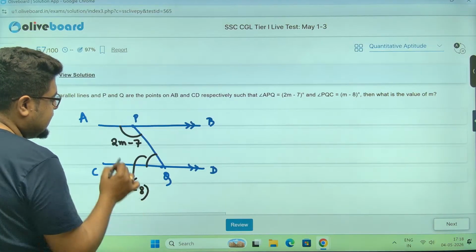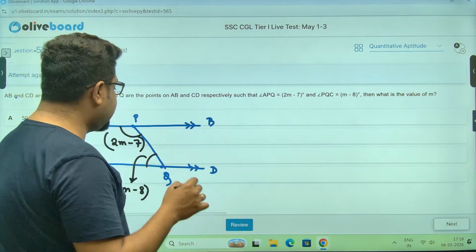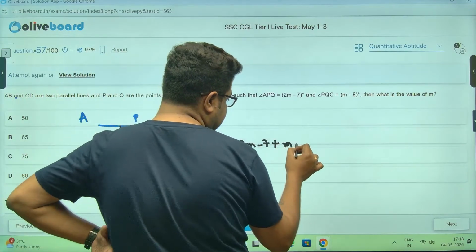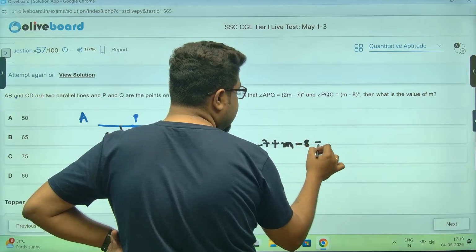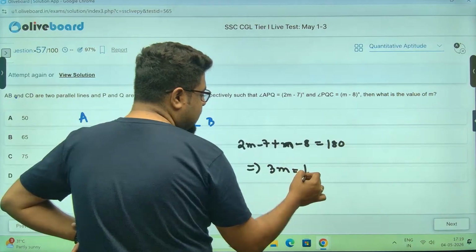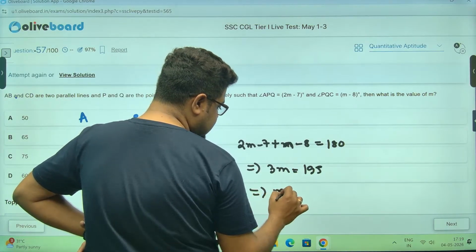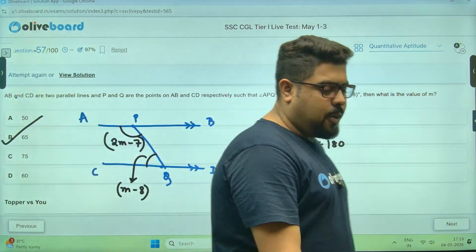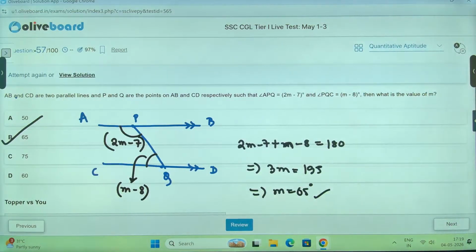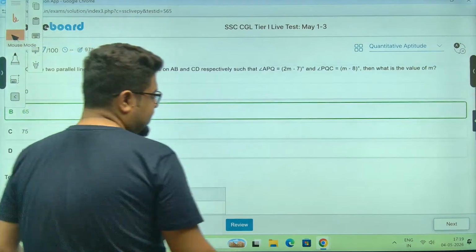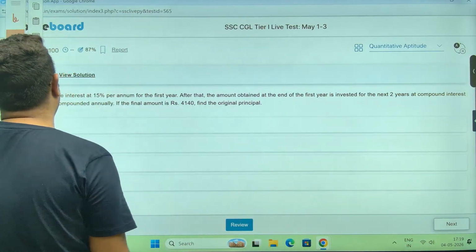Whatever happens, the sum of these two angles is always 180. So 2m minus 7 plus m minus 8 is equal to 180. So 3m equals 180 plus 15, which is 195. M is 65. The value of m is 65. Option B. Again, only a couple of lines. Lines and angles, very basic questions. I've seen lines and angles questions in SSC only after a long time.